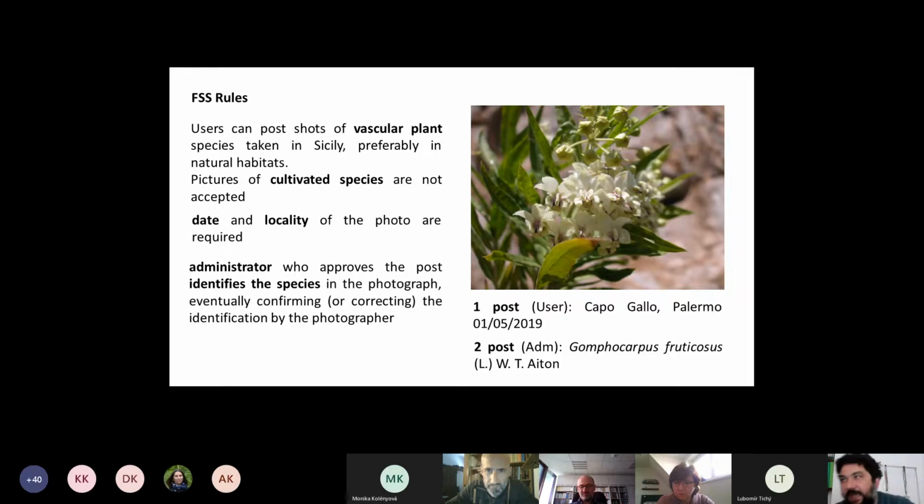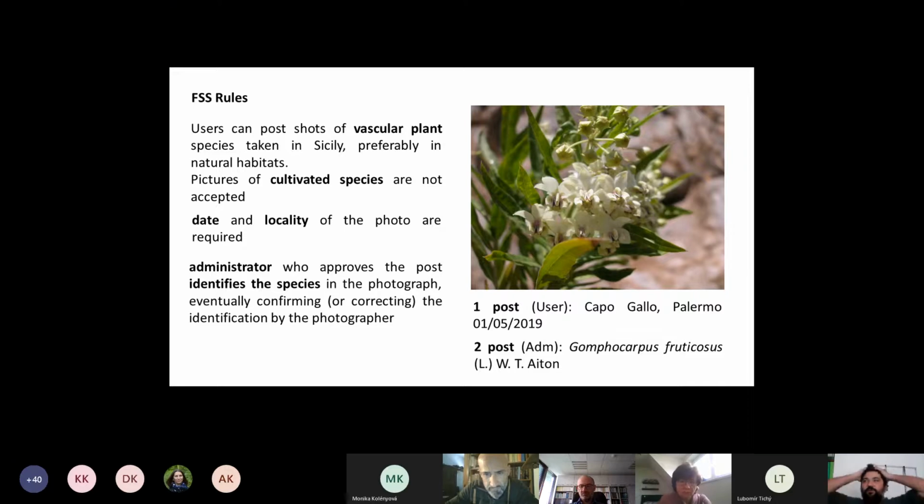This is very important, and usually this information is in the first two posts. So the user posts the photo with the name of the locality and the date of the photo, and the user can also try to identify the species, writing the name. And in the second post, every time there is the identification and correction or confirmation of the administrator.